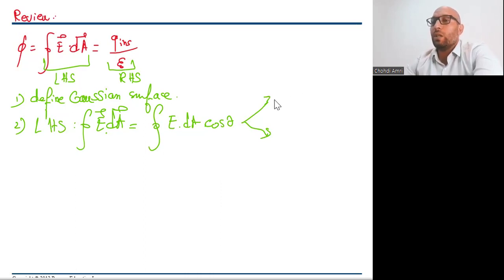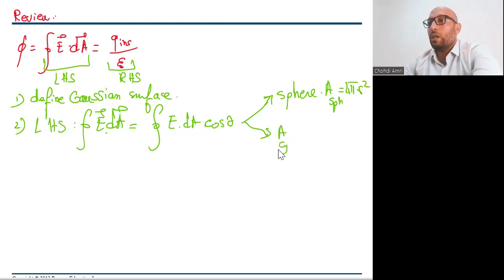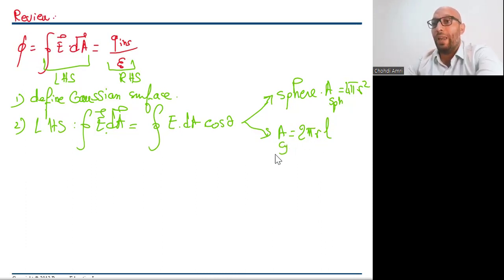If we are talking about a charged sphere, the Gaussian surface is a sphere. In this case, the surface area of the sphere is 4 pi r squared. But if we are talking about a cylinder, the surface area of the cylinder is 2 pi r multiplied by the length of the cylinder. So at first, you must memorize these two equations. The surface area of the sphere is 4 pi r squared, and the surface area of the cylinder is 2 pi r L. So this is the first term.